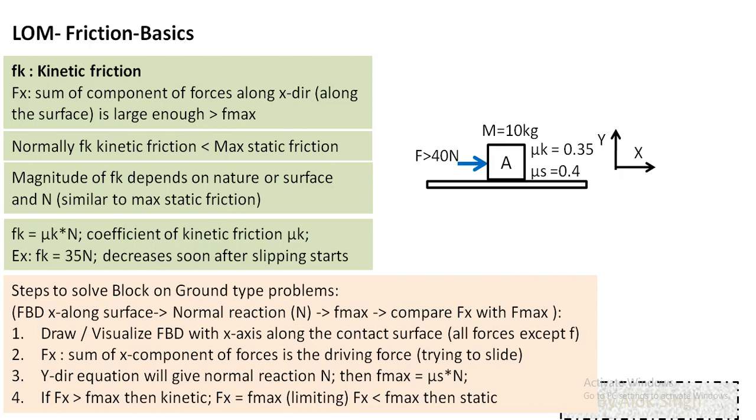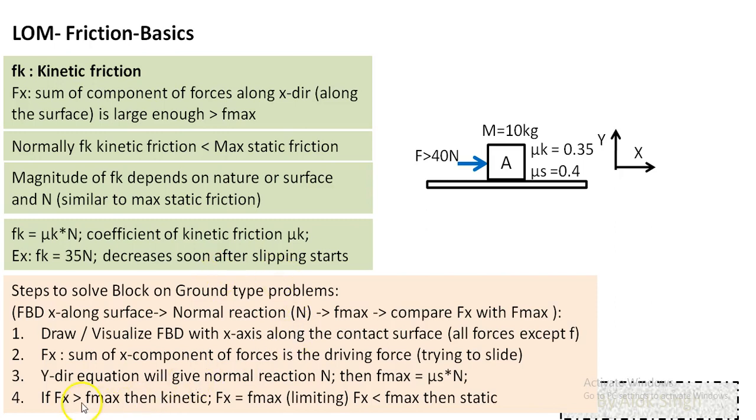First, draw the FBD, or you can visualize it also. So we mark all the forces. We take the components along x-axis and y-axis of all forces except friction force. Fx, the sum of x components of forces, is the driving force, which is trying to slide the block. The y direction equation gives us the normal reaction. And once we have the normal reaction, we can find the maximum value of friction force, which is mu s times normal reaction.